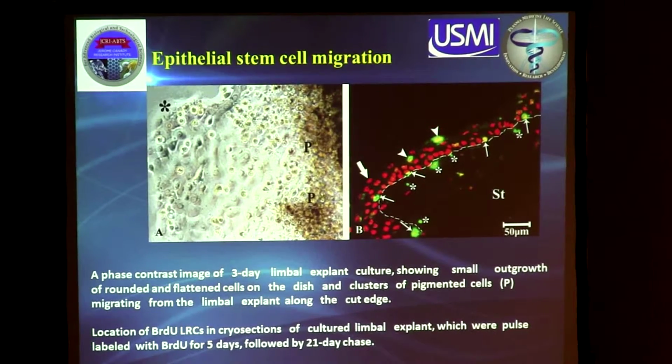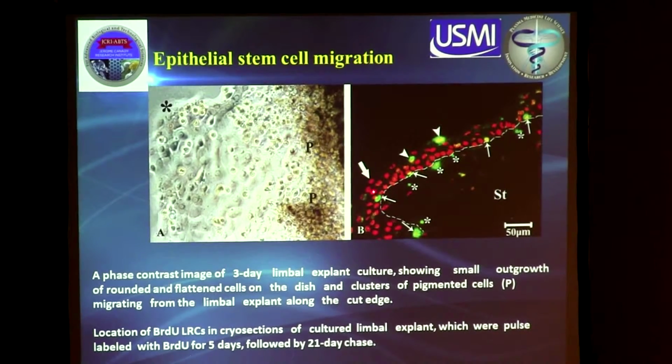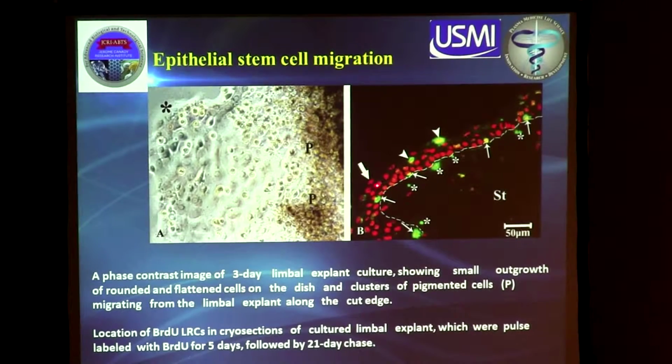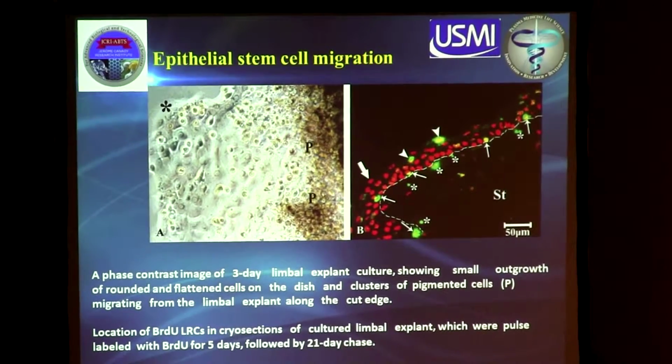But what is important here is that the migration at the leading edge is in the form of a sheet. So the cells remain intact, the cell-to-cell junctions and adhesions are intact, and they still migrate as a sheet.